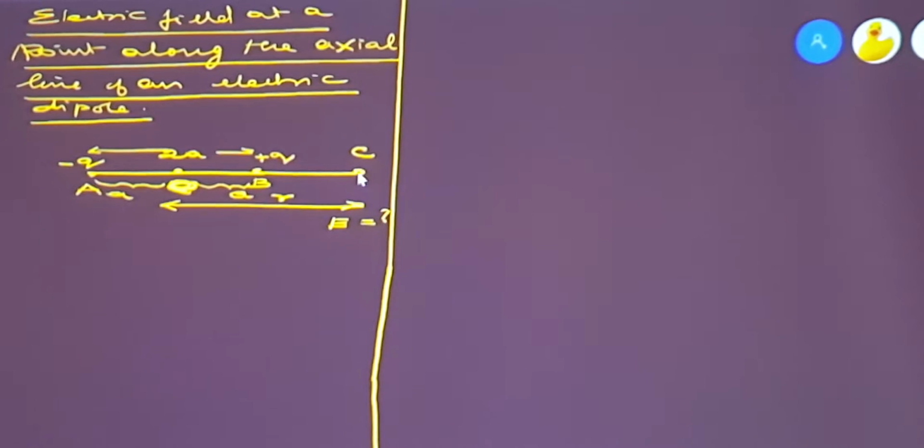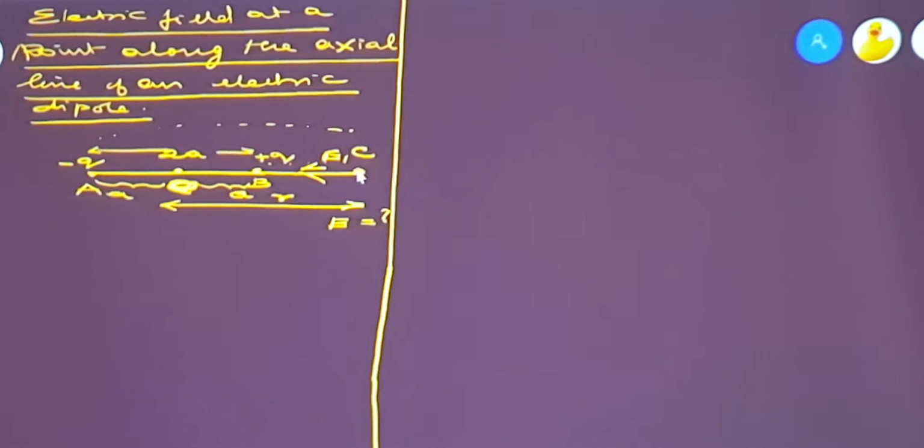Now, what is the net electrical field at this point C? We can consider 2 electrical fields at this point. One electrical field is due to the negative charge and another is due to the positive charge. Let us take the electrical field at point C due to the negative charge as E1. It acts towards the charge because it is due to the negative charge.